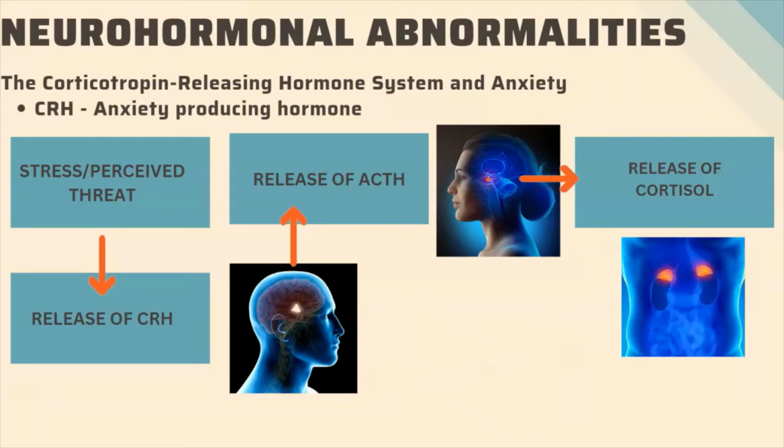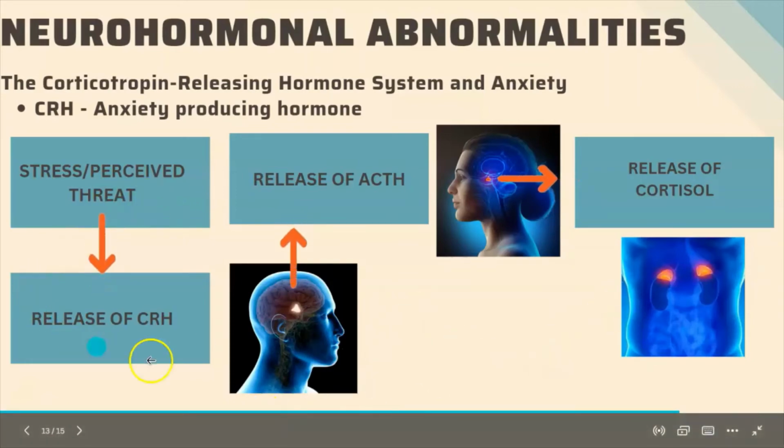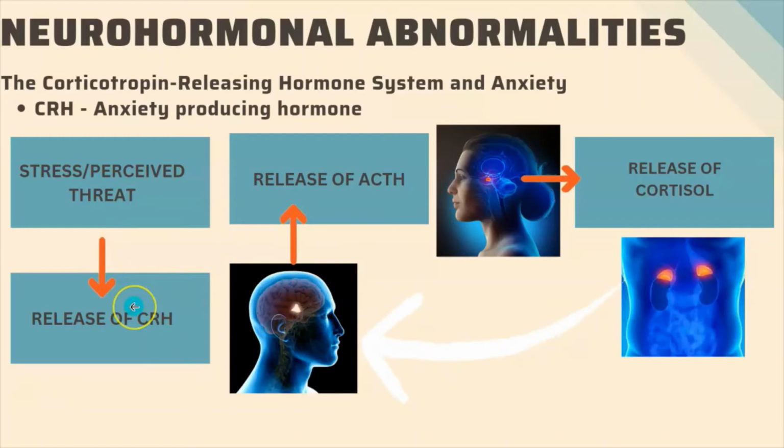So when we perceive something as stressful, or a real stressful event has occurred, what happens is there is a release of CRH. This release of CRH happens in the hypothalamus of the brain. So what is CRH? CRH is basically corticotropin releasing hormone.